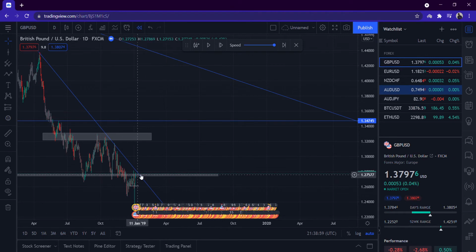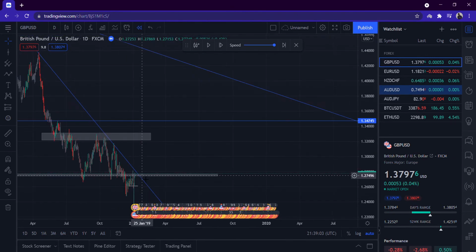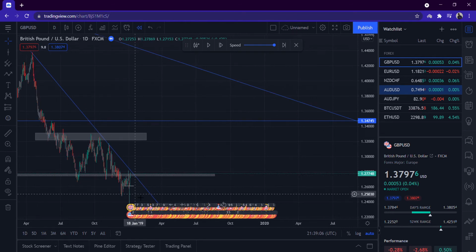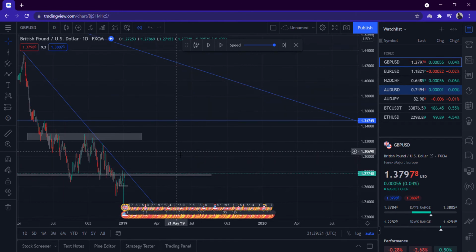So yes, seems like it's crossing our psychological level here. All right, so in case it crosses this rectangle here, support slash resistance slash psychological level, and it breaks out of this trend line, I'll look to go long, and my first target will be this level right here.